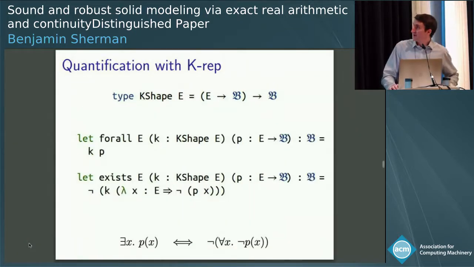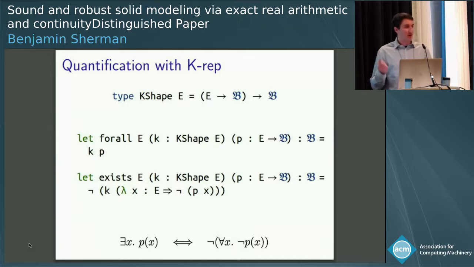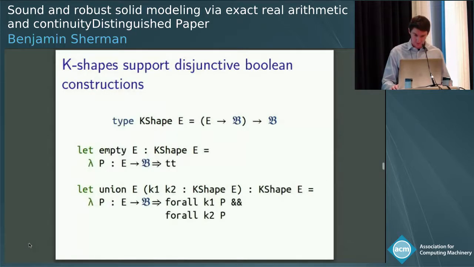Okay, so what can we do with K-shapes once we've constructed them? So we can compute the for-all quantifier with these Belknap Booleans. That's simple because that's the definition of what the shapes are. But more surprising, perhaps, is we also get the existential quantifier for free, and this holds from the relation between existential and universal quantifiers that we expect of Boolean algebras that we also get for quasi-Boolean algebras. Okay, so we can do disjunctive Boolean constructions.